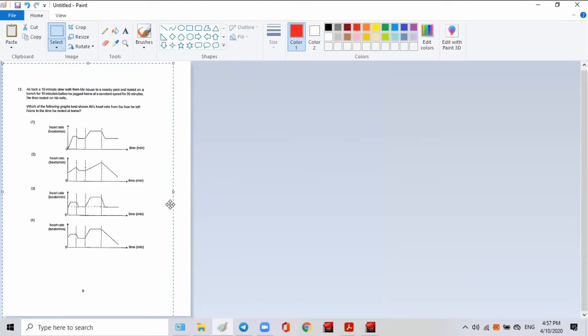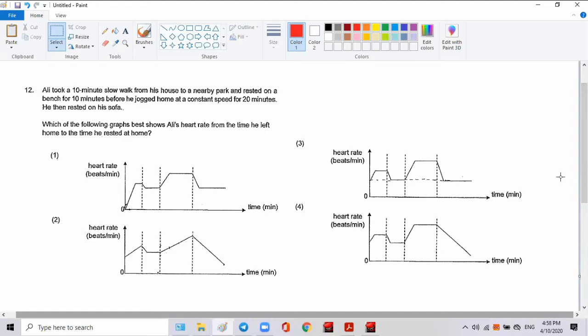Okay, again. Number 12. Ali took a 10-minute slow walk from his house to a nearby park, and rested on a bench for 10 minutes before he jogged home at a constant speed. That means no acceleration, just constant jogging at the same speed. For 20 minutes, he rested on his sofa. Which of the following graphs best shows Ali's heart rate from the time he left home to the time he rested at home?